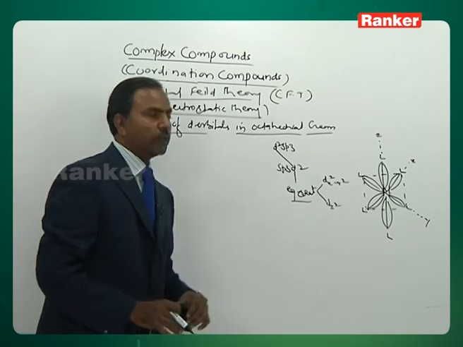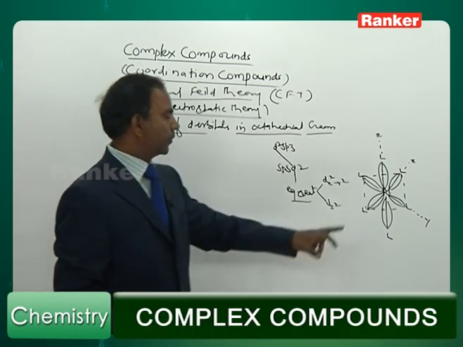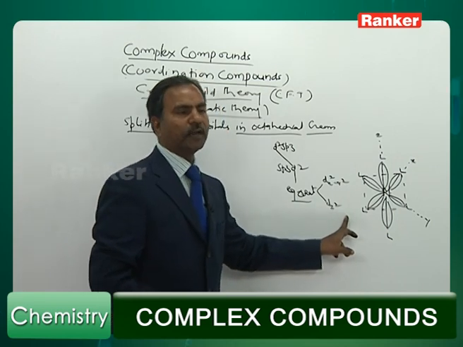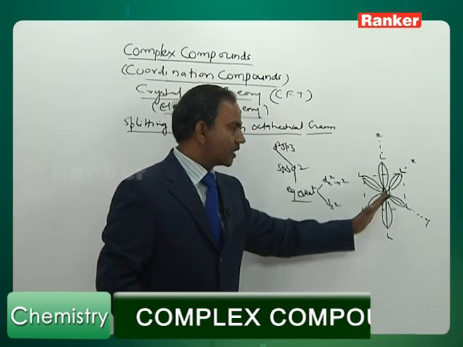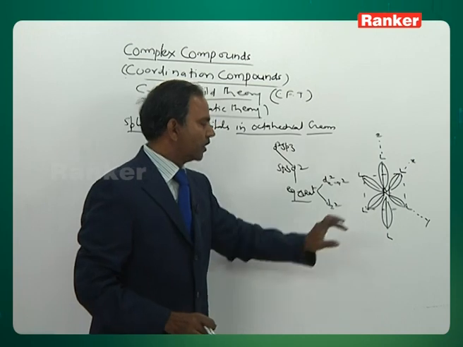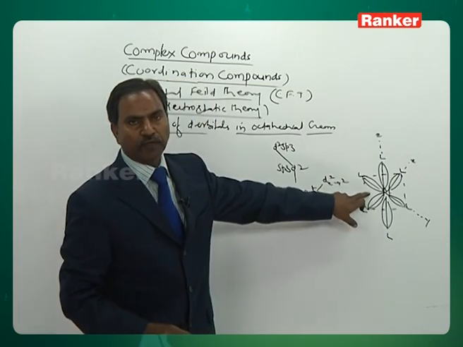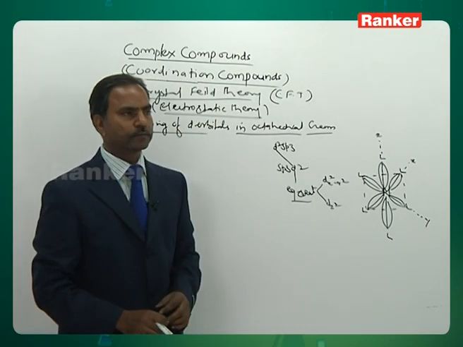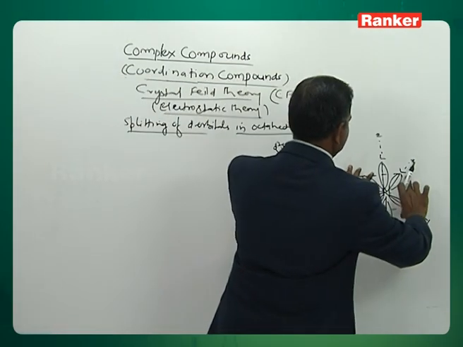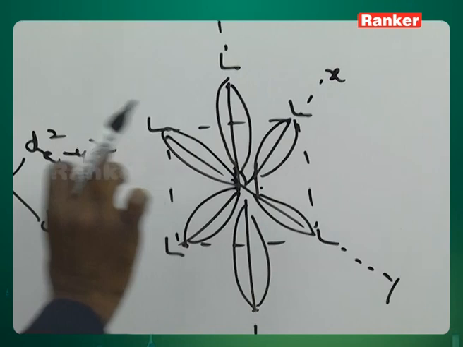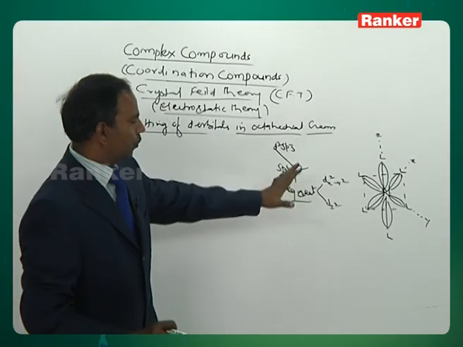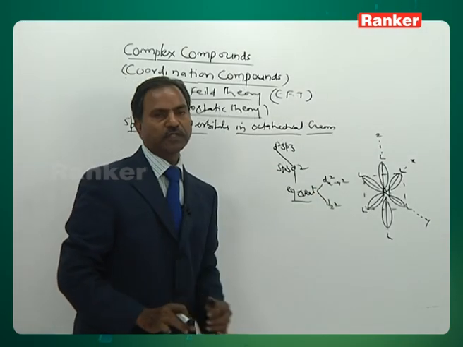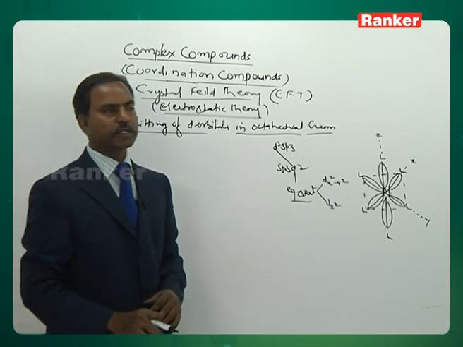As you know well, these two d orbitals are oriented along the x axis, y axis and z axis. This stands for the dx2-y2 orbital. This stands for the dz2 orbital. The two d orbitals are dx2-y2 and dz2.